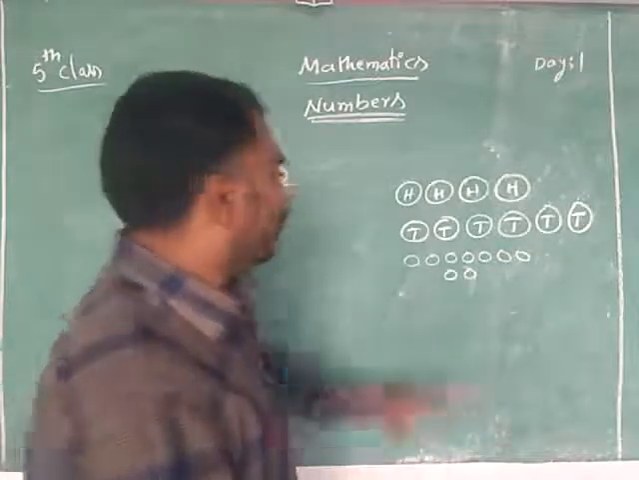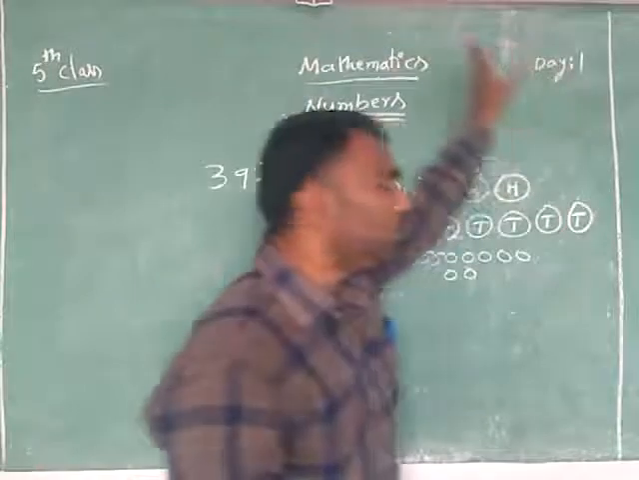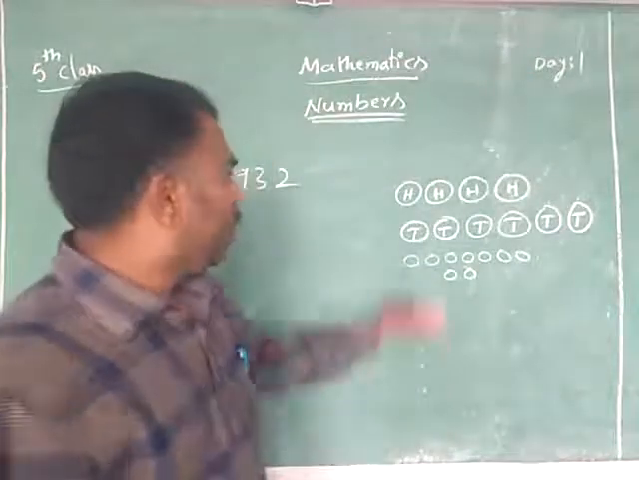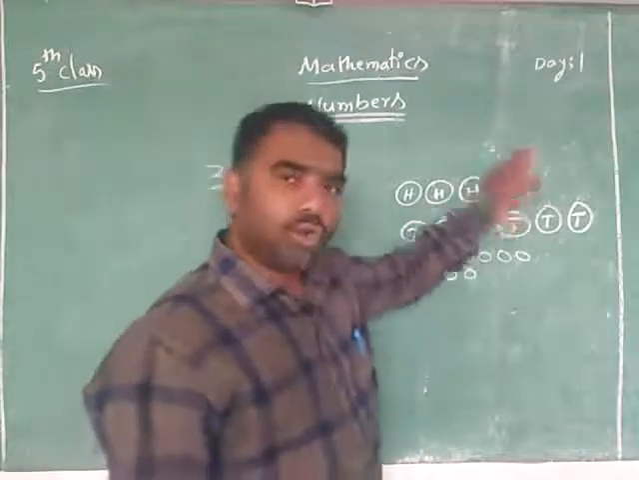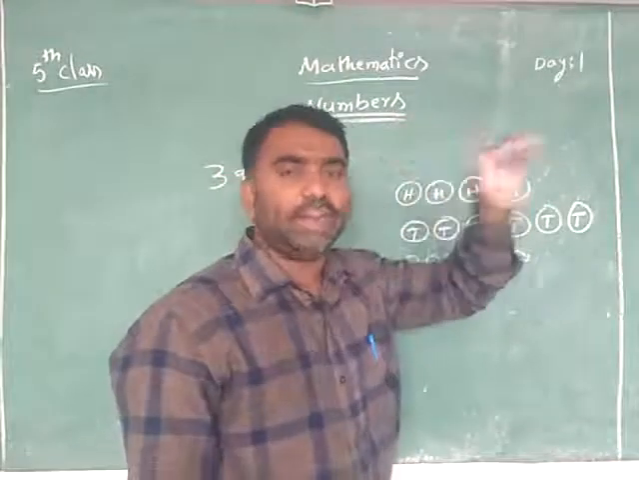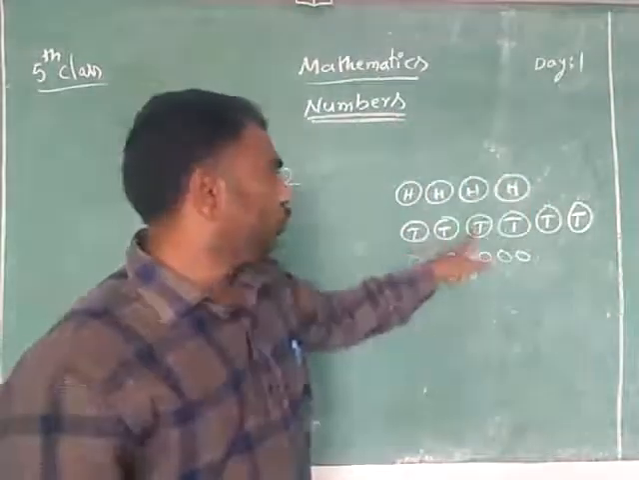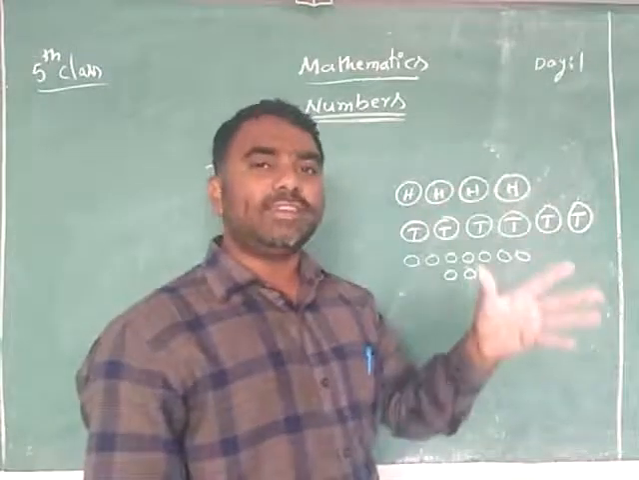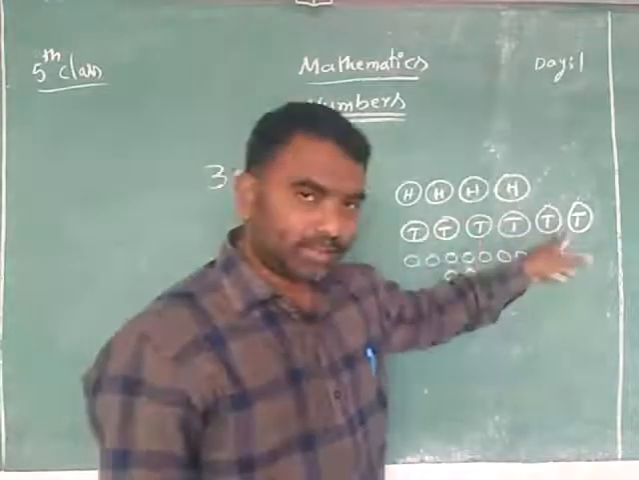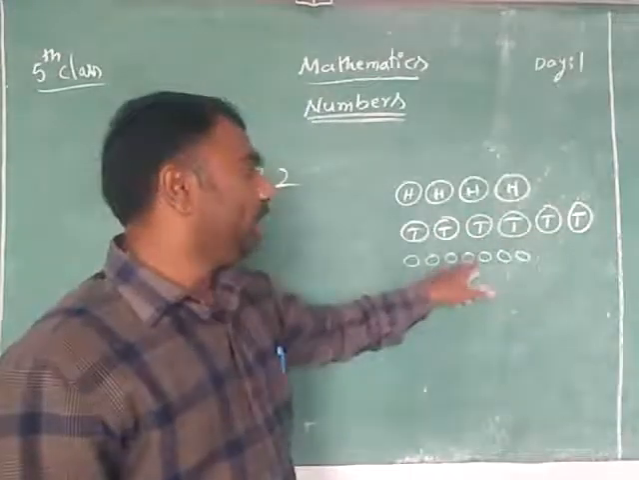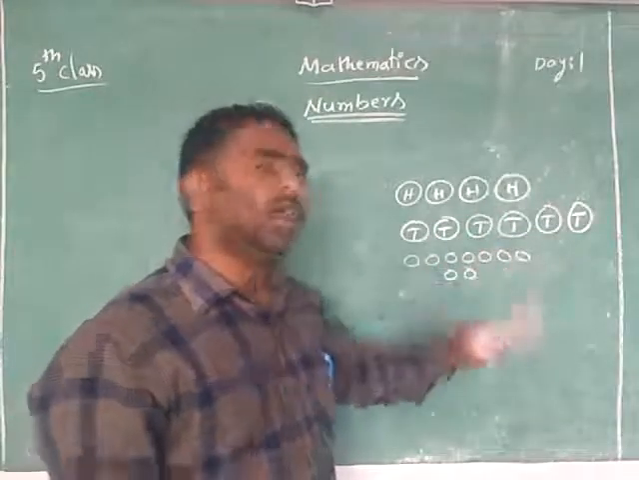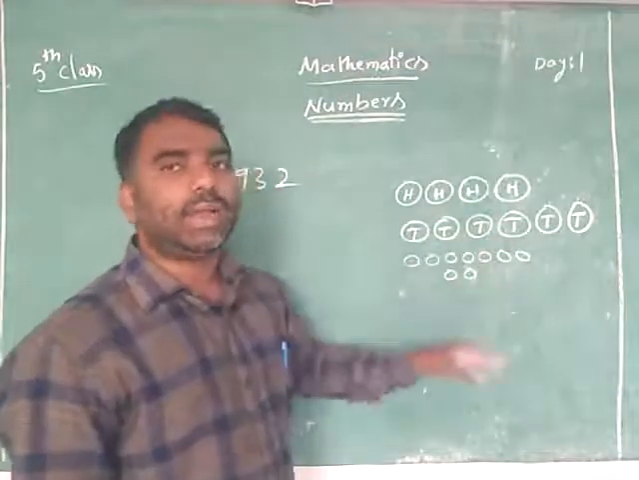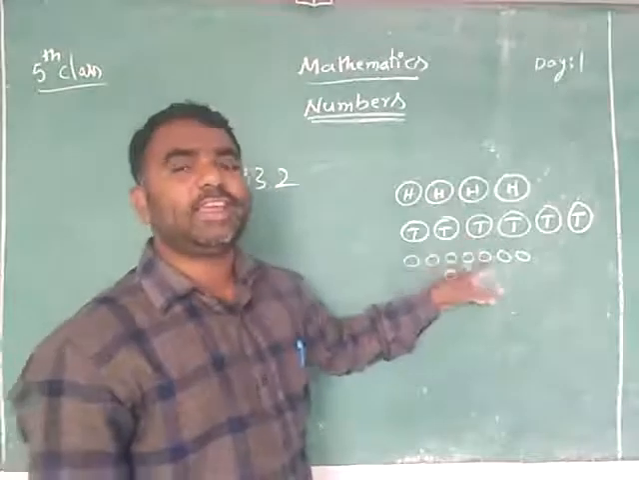Then I am asking you how many chocolates are there all together. Easily we will say 1, 2, 3, 4: 400 chocolates. Then 1, 2, 3, 4, 5, 6: 6 tens are there, which means 60 chocolates. And 1, 2, 3, 4, 5, 6, 7, 8, 9: 9 chocolates. You will write that as 469.